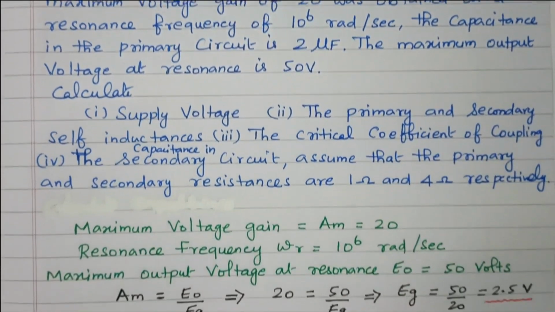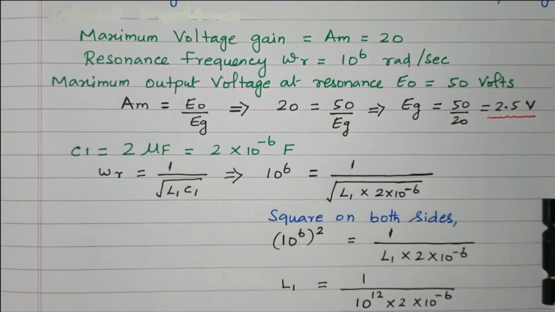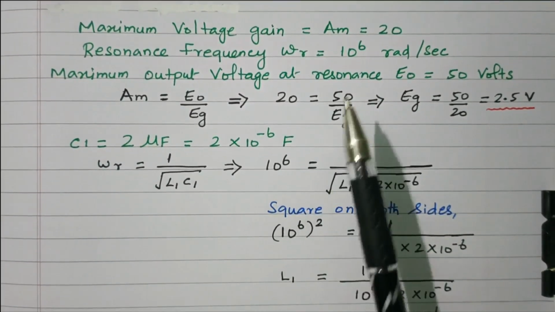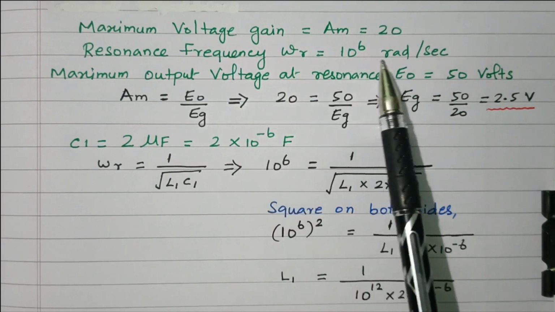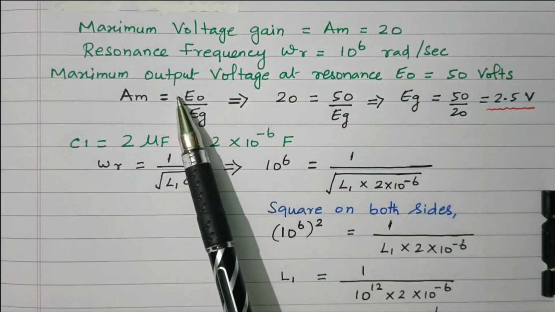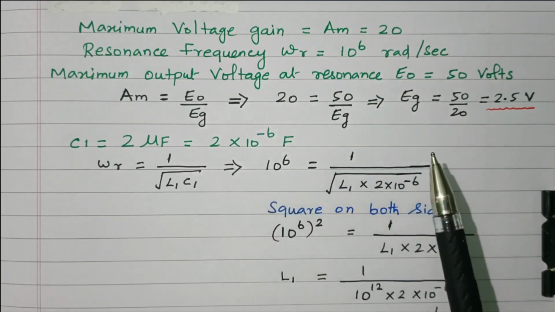From the given data, we will calculate the parameters one by one. First, the maximum voltage gain is given. AM is 20. Resonant frequency omega is 10 to the power 6 radian per second. Maximum output voltage at resonance E0 is 50 volts, right?